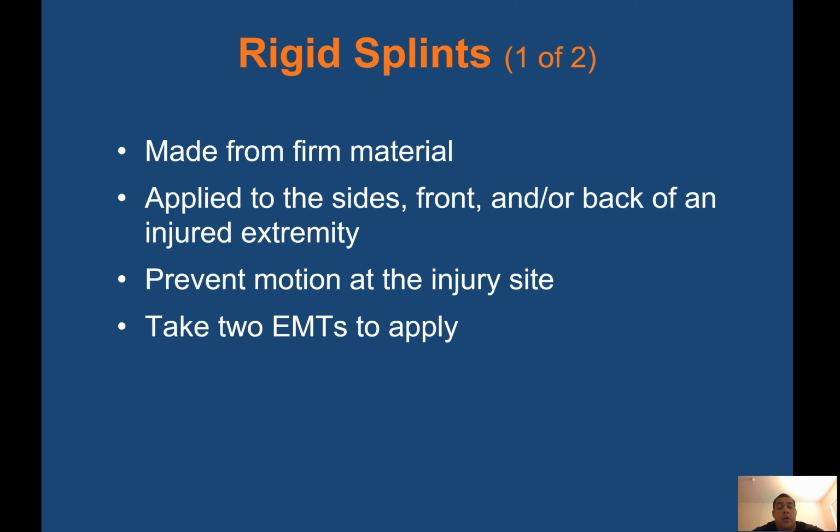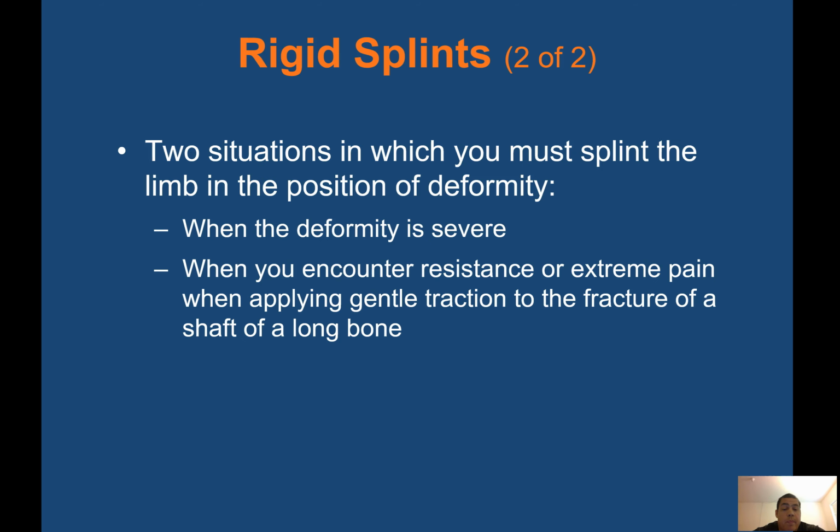So rigid splints made from firm material apply to the sides, front, and/or back of an injured extremity, preventing motion at the injury site. It takes 2 EMTs to apply.